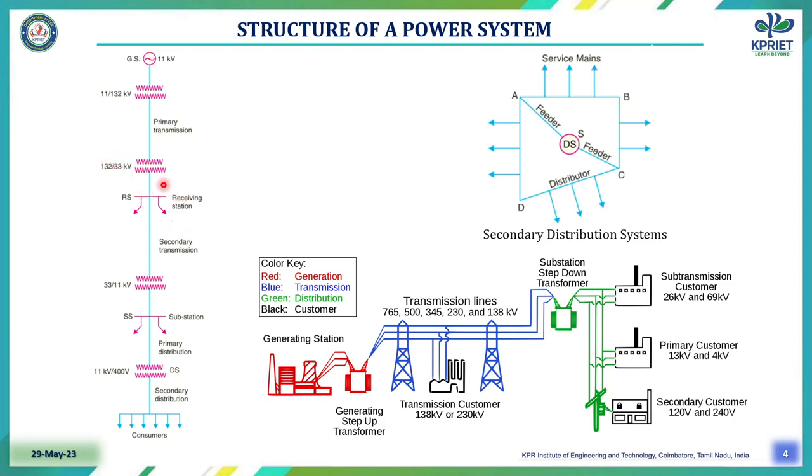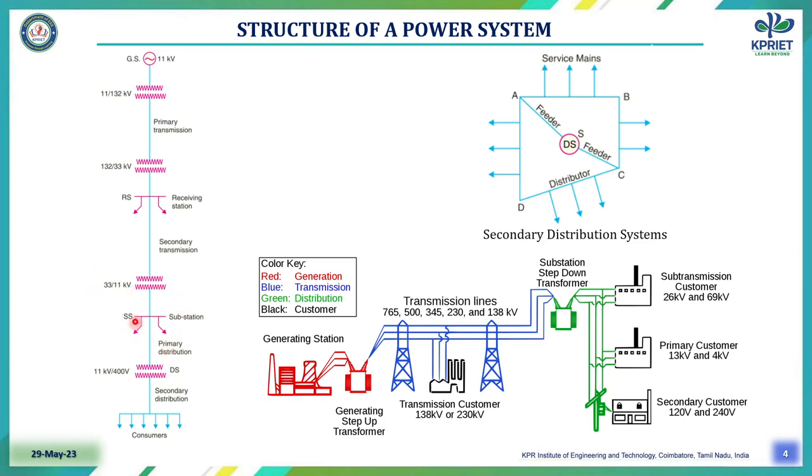Then it reaches the next level, secondary transmission. The 132 kV is stepped down to 33 kV using a transformer. In this stage, the receiving station carries out the stepping down in the secondary transmission process. After the end of the secondary transmission, the 33 kV is again stepped down to 11 kV.